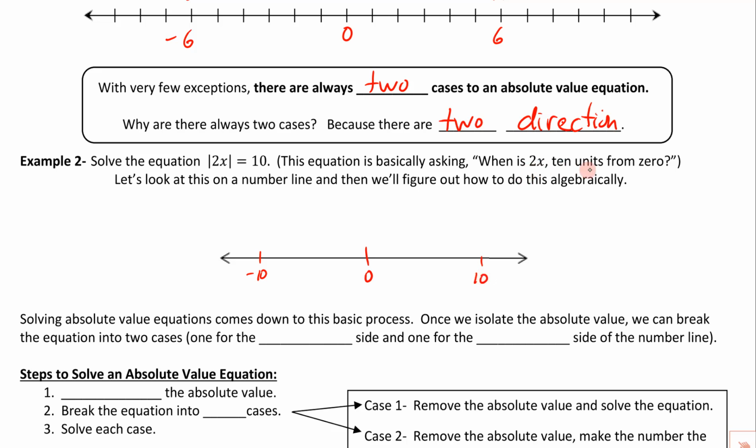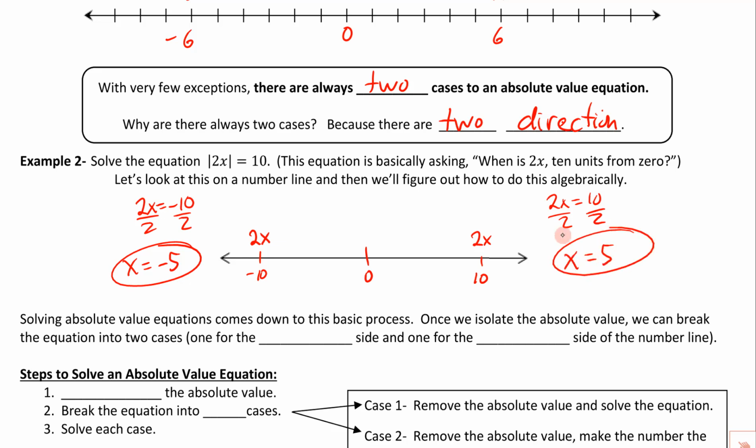So when is 2x 10 units away from 0? Well, 2x could be down here, or 2x could be up here. And then we've got two equations that we can solve. One of those equations would be 2x is equal to negative 10, and the other equation would be 2x is equal to positive 10. And then we just solve each one of those. So we're just going to divide by 2. So I get x equals negative 5 on this side, and then I divide by 2, and I get x equals positive 5 on this side.